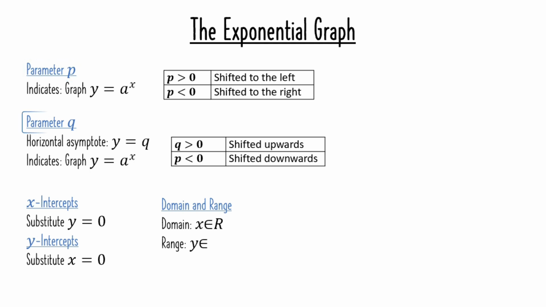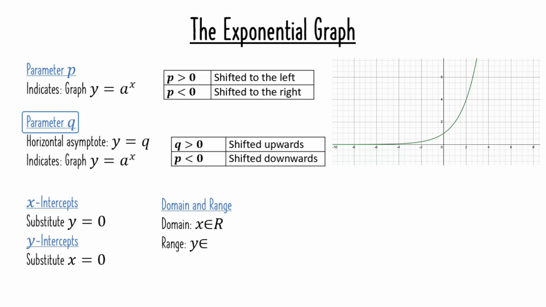What about the parameter q? It represents the horizontal asymptote at y equals q, indicating where the graph approaches but never touches. It shifts the graph vertically. If q is positive, it shifts the graph upwards, and if q is negative, the graph will be shifted downwards.